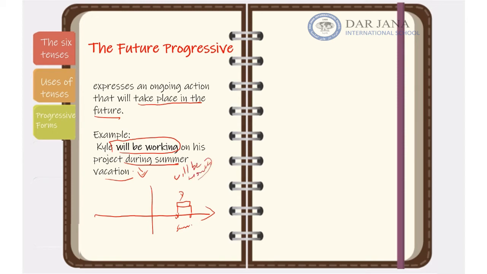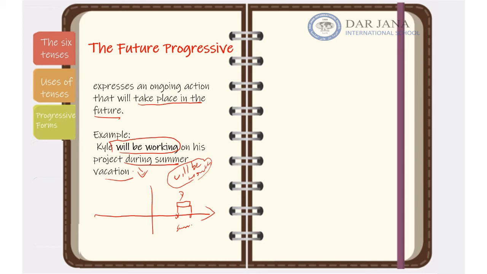So it might be throughout the whole summer or part of it, but it shows that it's continuous. If I said Kyle will work on his project during summer vacation, I'm saying that he will work on it. I'm not saying that he will be working on it. I'm not focusing on the continuity of the action, that it's an interval of action in the future. I'm just saying that he will do it. Okay?